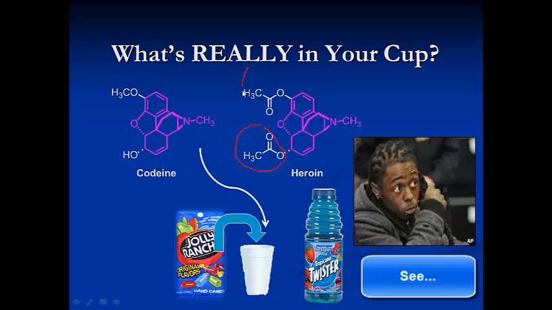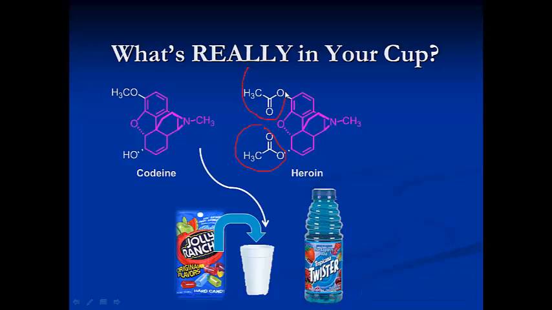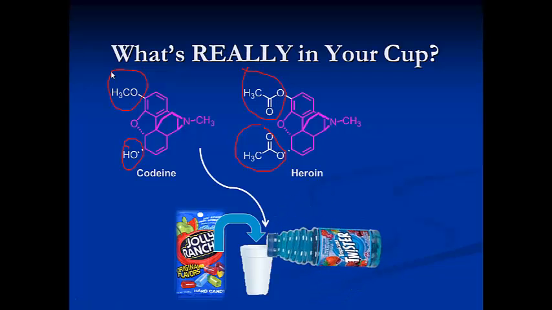These ester groups out here on heroin, and then over here you have a free OH group and then an OCH3 group. That's the only difference between those compounds. So while he's putting Twister or Sprite or Jolly Ranchers or whatever into his cup, codeine is very close in structure to heroin. So that's really important to remember.